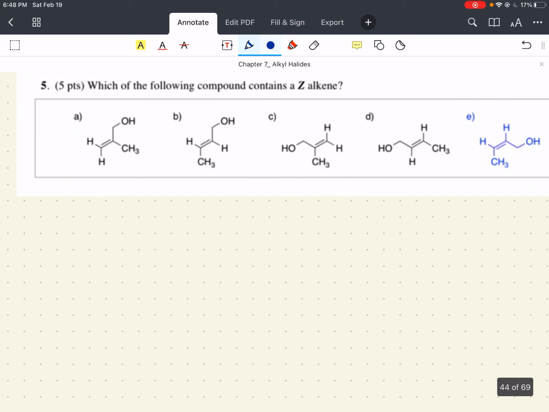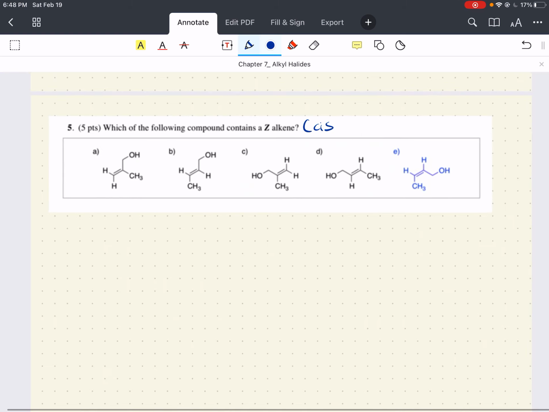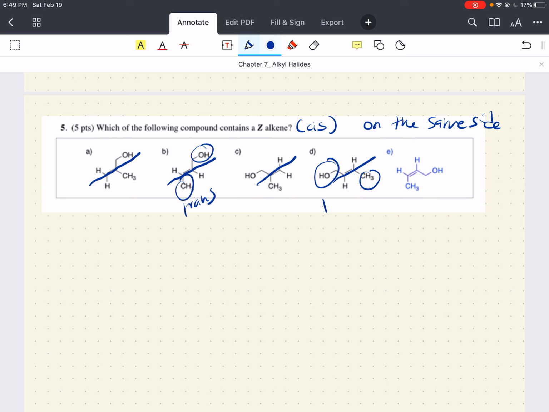Which of the following compounds contains a Z alkene? You could think about this as cis. If you divide the double bond in half, you're going to have your two biggest groups on the same side of the double bond. That's what Z refers to. Now, if we divide this by half, this doesn't help us. There's not really an assignment here. If we divide this by half, we have our two biggest groups in trans, not what we're looking for. Again, if we divide this here, not useful. Two biggest groups on opposite sides, trans. But if we look at this final one, we have our two biggest groups on the same side.